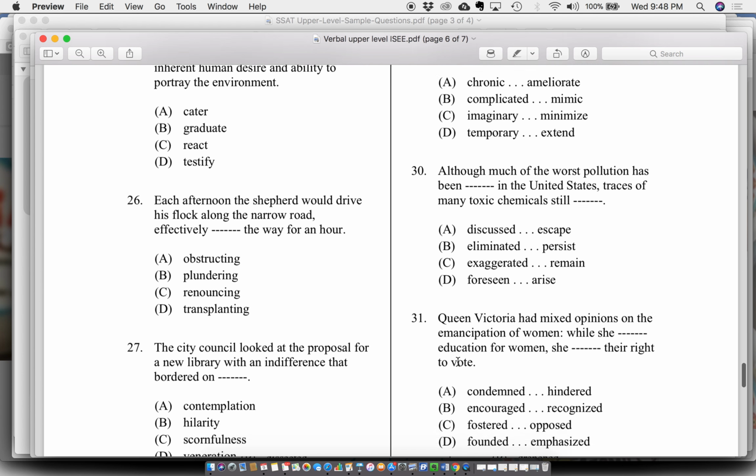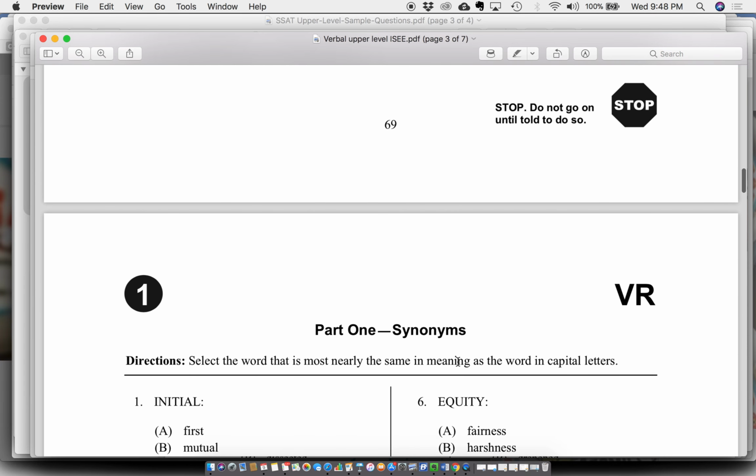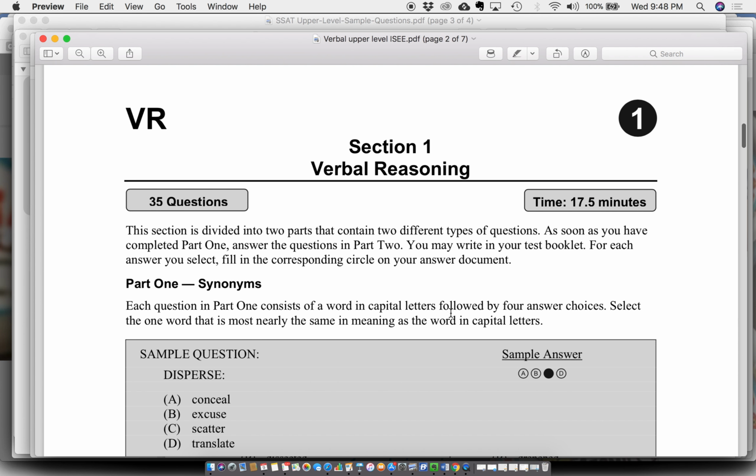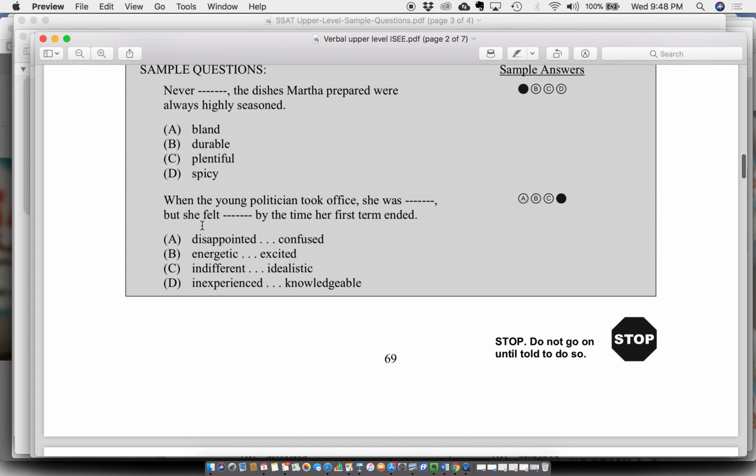And again, all of this has got to be done. The synonyms, the sentence completions. How long? 17 and a half minutes for 35 questions. Are you kidding me? You've got to know your stuff, as Grandma would say. You got to know your stuff. You have to understand words.